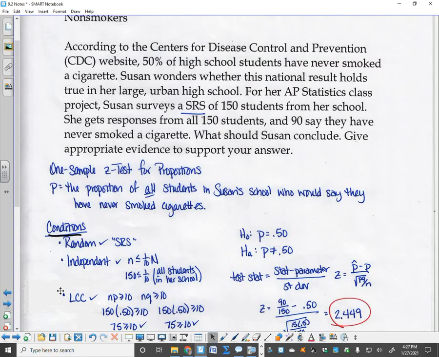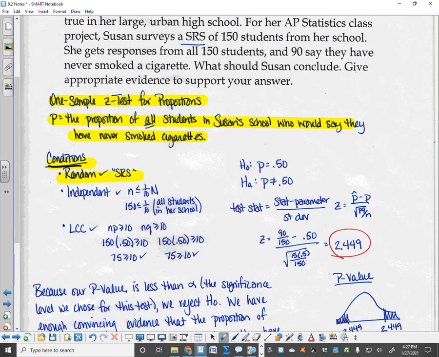All right, here it is. You are a one sample z-test for proportions. P is the proportion of all students at Susan's school who would say they have never smoked cigarettes. My conditions: random, simple random sample; independent, 10% condition, N, and then 150 is my sample size, 1/10 of all students at her school. Large counts condition for normality, np and nq, no p-hats. There we go.